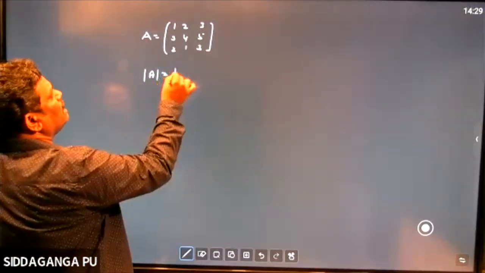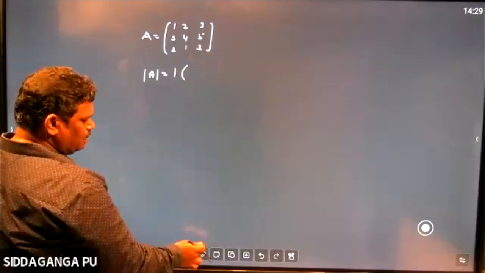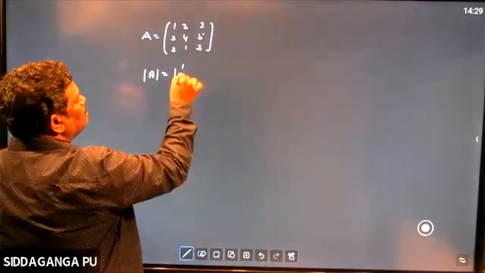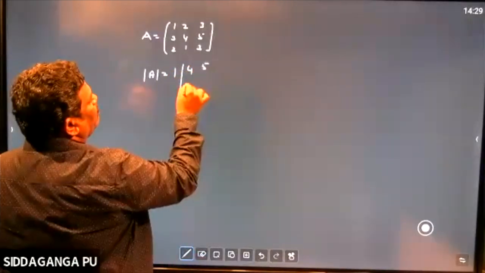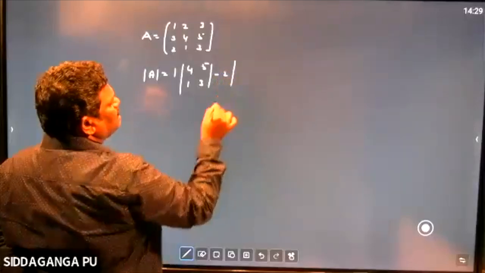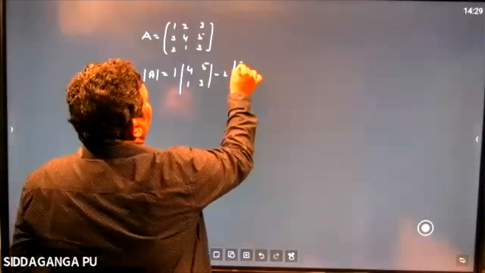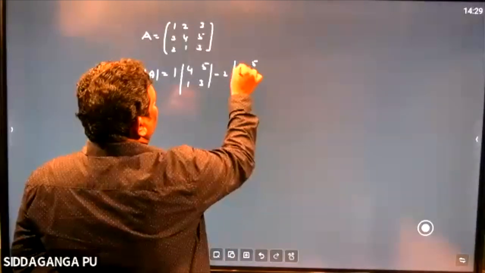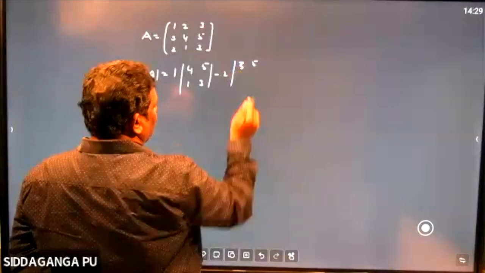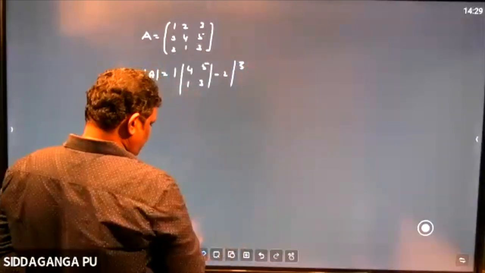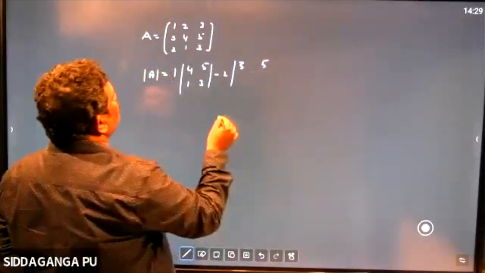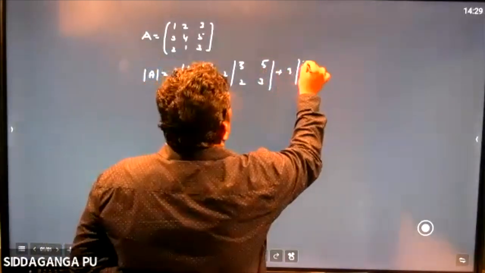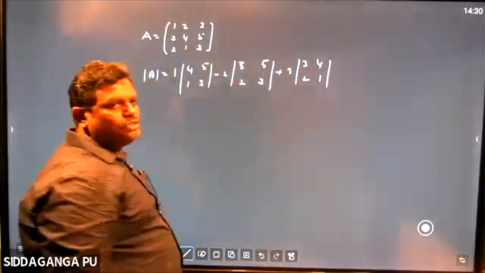So det A means what do we write here? 1 into the determinant of this value. The determinant of this value means the cofactor 4, 5, 1, 3. We can write it directly, no problem, but for your understanding I will write out this calculation again. Here 3, 5, next 2, 3, and this value 3 into 3, 4, 2, 1. So this is the determinant of A.